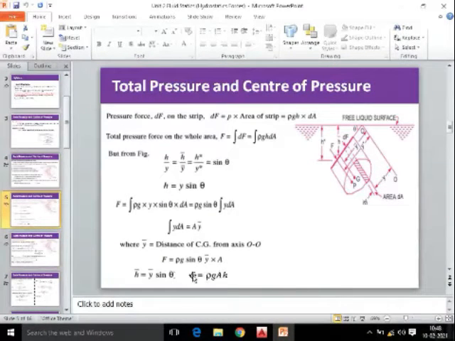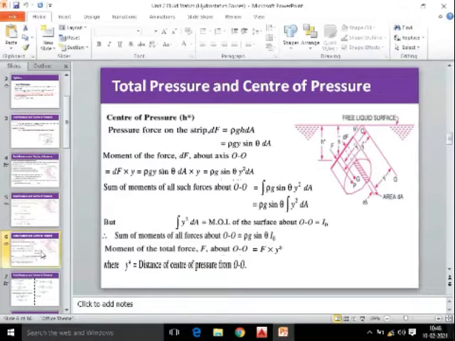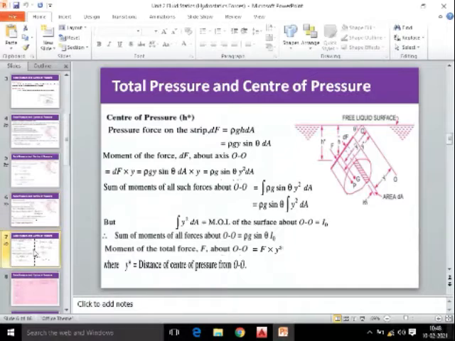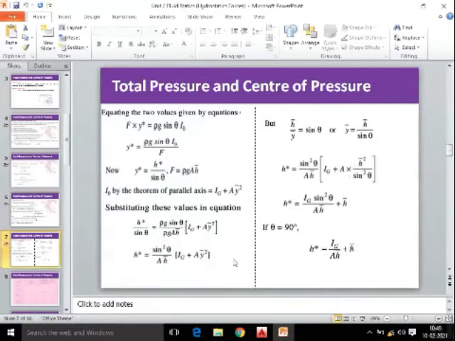So the total pressure force is given by F equals rho g A h bar, where rho is the mass density of the liquid, g is the acceleration due to gravity, A is the area of the surface immersed, and h bar is nothing but the location of center of gravity from liquid surface. After that, we had also seen the depth of center of pressure, which is given by h star equals Ig sine square theta upon A h bar plus h bar.